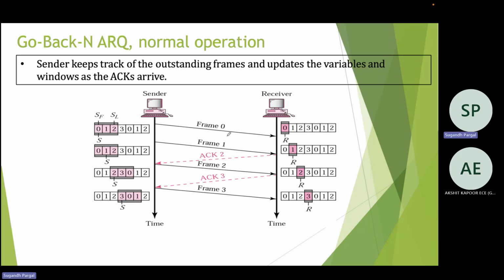So this is the normal operation of Go-Back-N ARQ, where the sender keeps track of outstanding frames and updates the variables and window on the acknowledgements received. So here it is sending 0, 1, 2, then frame 0 is received, then frame 1 is received, and the acknowledgement has been sent collectively as 2, meaning frames 0 and 1 have been received. Then frame 2 is sent, then the acknowledgement for 3 is given, then frame 3 is sent, acknowledgement for 3 is given, and so on.